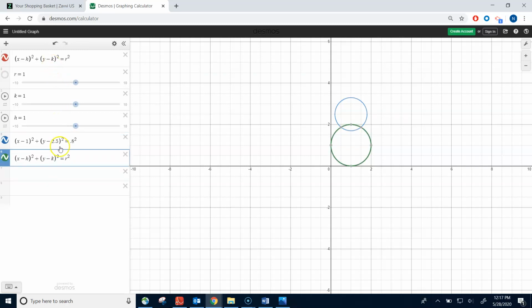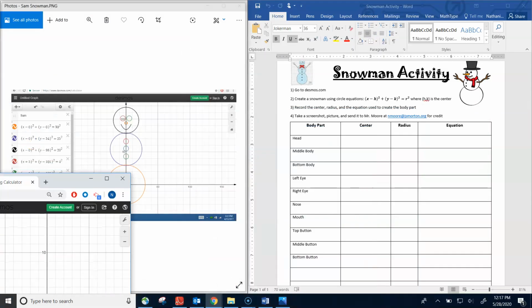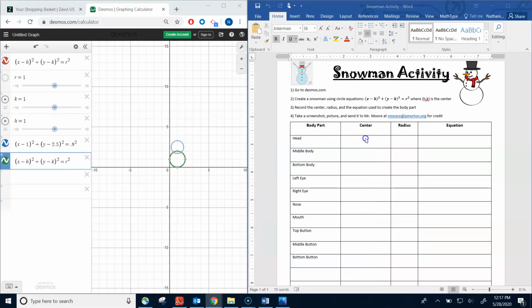Now, what I want you to do is record all these different pieces on this sheet here. I want to know the center of your head, your middle body, your bottom body, your left eye, right eye. I want to know the center, and I want to know the radius. How would you find the center? Well, remember, the equation is (x minus h) squared plus (y minus k) squared.